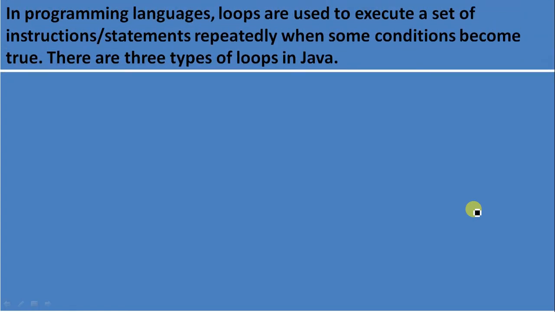Loops in Java. So what are loops? In programming languages, loops are used to execute a set of instructions or statements repeatedly when some condition becomes true. There are three types of loops in Java. Basically, loops execute a set of statements repeatedly, again and again, and until the condition is false, the loop is continuously executed.